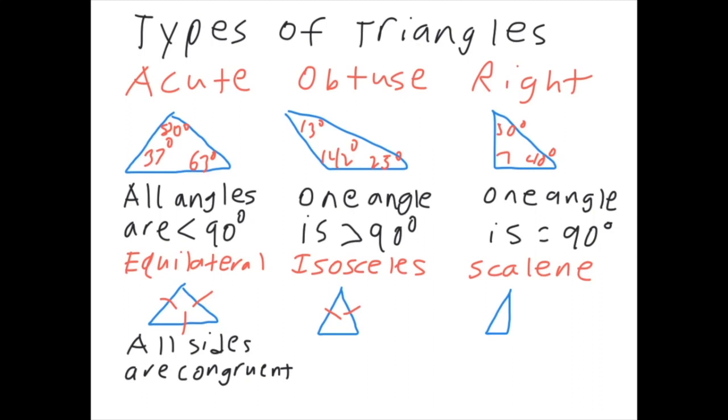Isosceles triangle, only two of the sides are congruent. So this one and this one are congruent, but this one is not. So for an isosceles triangle, two sides are congruent. In a scalene triangle, notice I didn't put any marks on it. This side, this side, and this side are all different. So a scalene triangle is no sides are congruent.